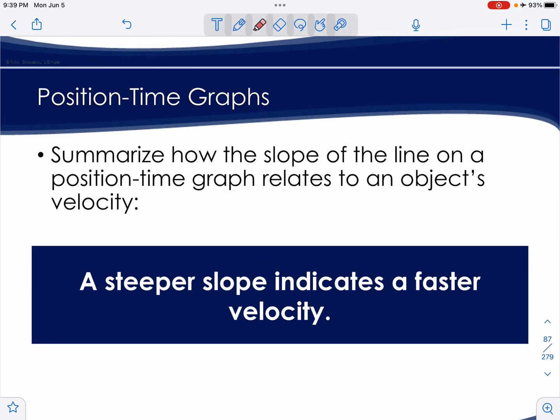Summarize how the slope of the line on a position time graph relates to an object's velocity. So you probably noticed in the example that a steeper slope indicates a faster velocity.